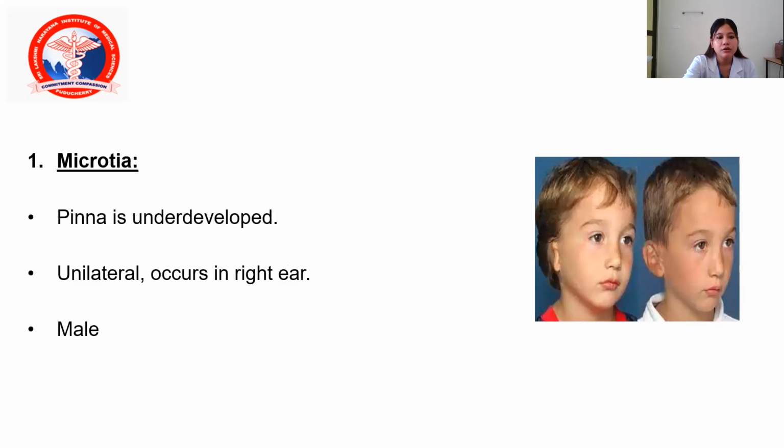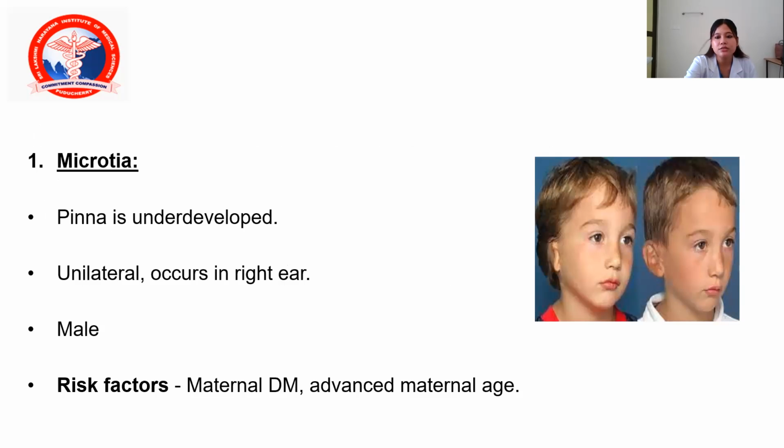Now, in this picture, you can see the pinna is underdeveloped. This condition is known as microtia. Here the pinna is underdeveloped. It is unilateral, occurring in the right ear. Males are most predominantly affected, and risk factors are maternal diabetes mellitus and advanced maternal age.